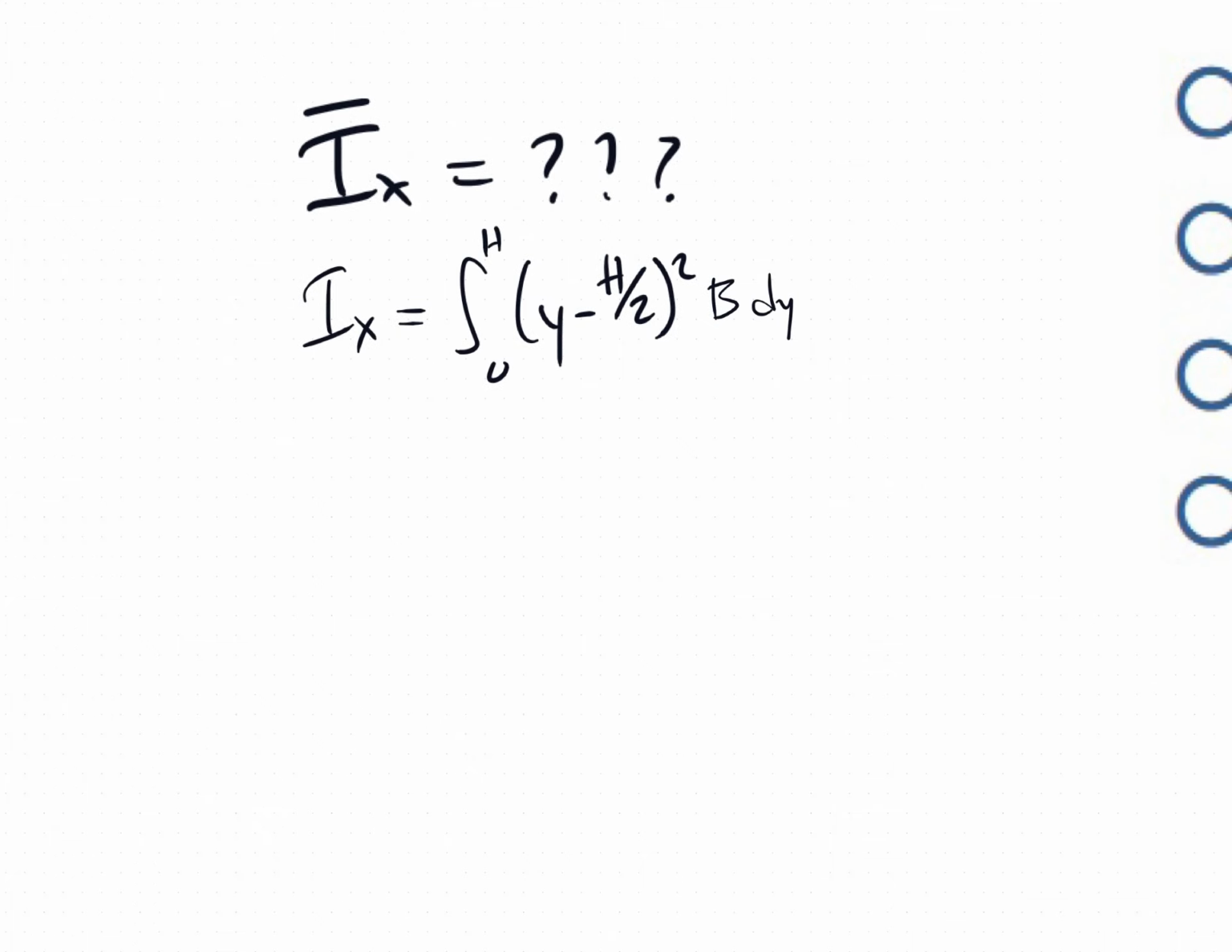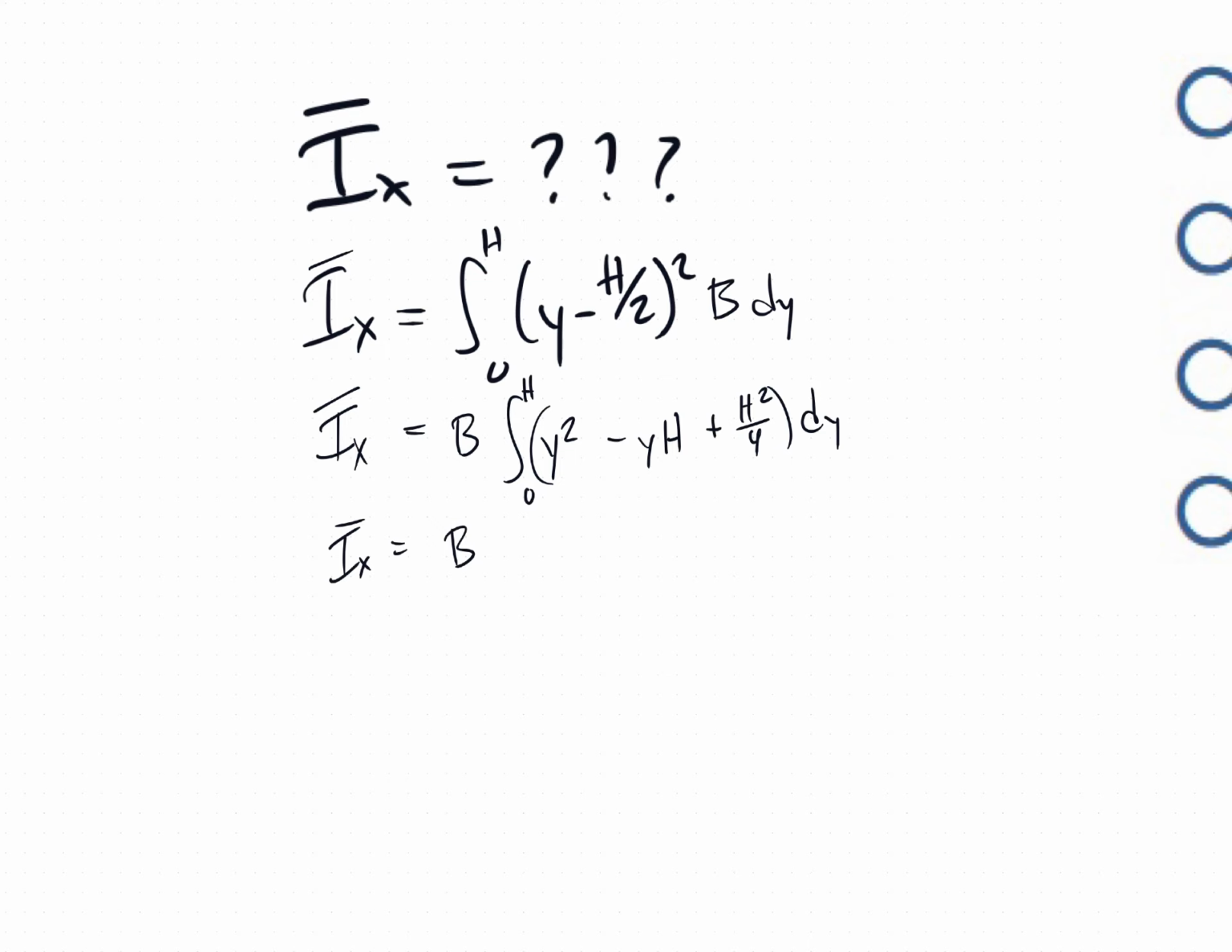Okay, and it's a little ugly. So, we have to FOIL that, if you don't remember how to FOIL, maybe it's been a while. So it's going to be y squared minus yh plus h squared on 4. Okay, and we're going to pull the b out because it's constant. Okay, and then we're going to get the Ix bar. Okay, b times, let's see, so this is going to be y cubed over 3 minus h is a constant.